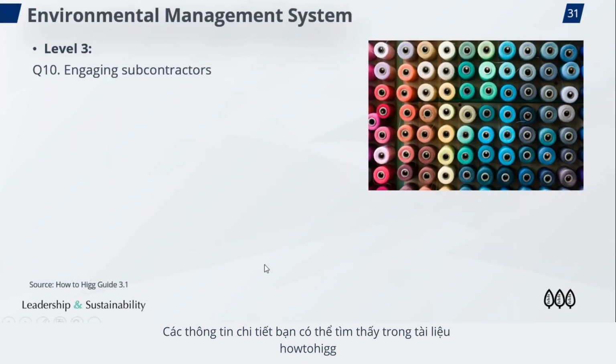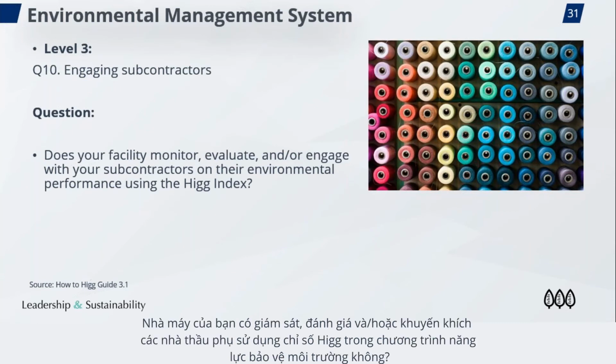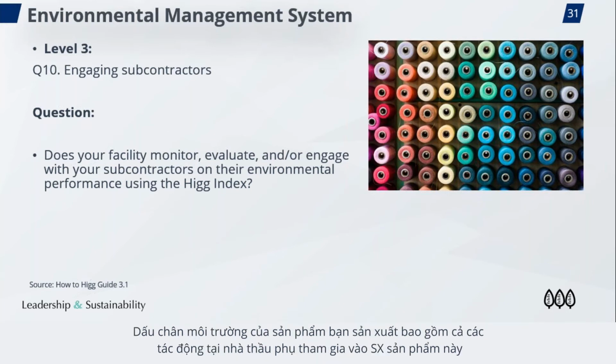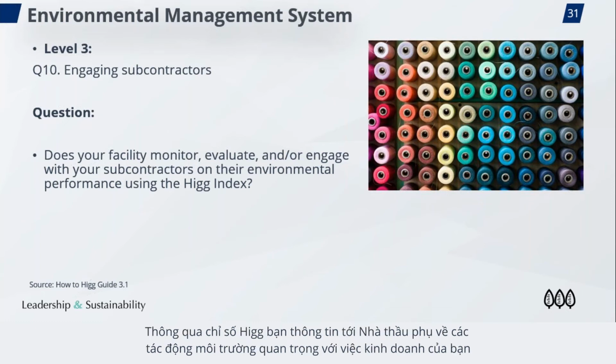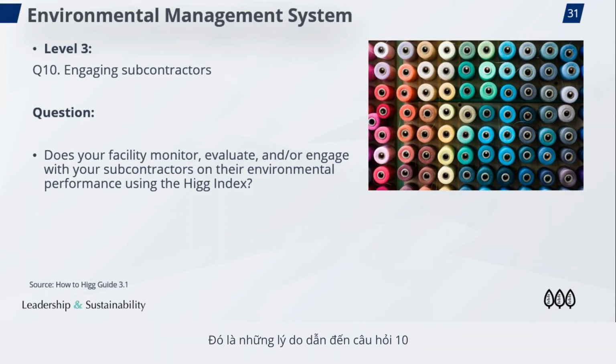All right, and then next question, number 10. Does your facility monitor, evaluate, and/or engage with your subcontractors on their environmental performance using the Higg Index? The environmental footprint of the products you produce includes your subcontractors' impacts. Through the Higg Index, you communicate that your environmental impact matters to your business with subcontractors. By that, you can work with them to evaluate their own performance and search for improvements. So that's why we have question 10.